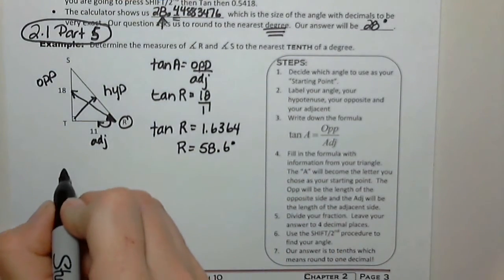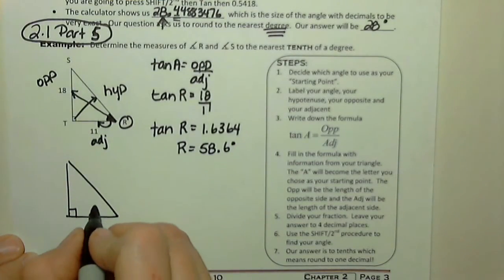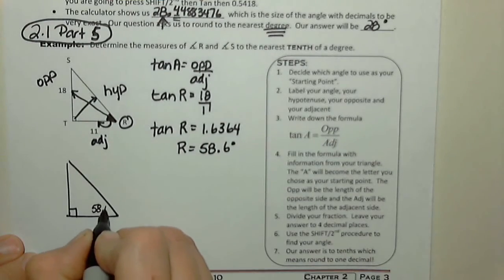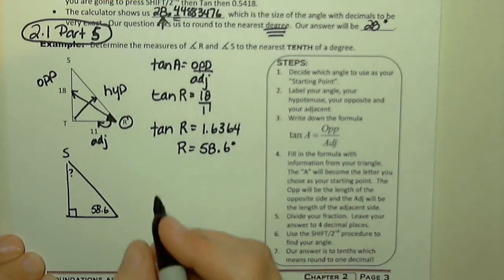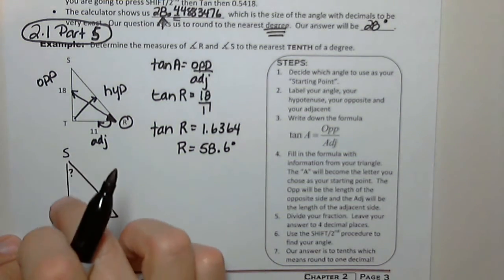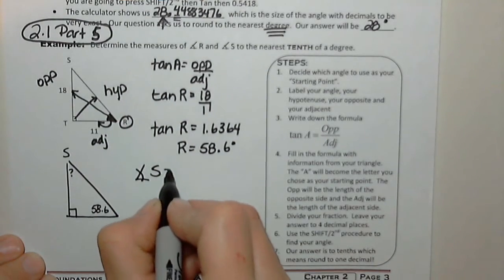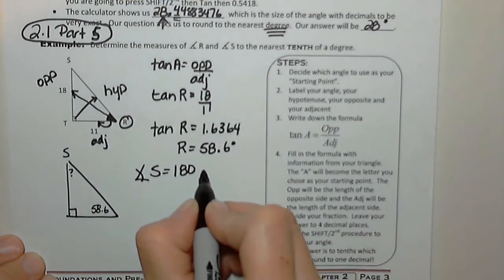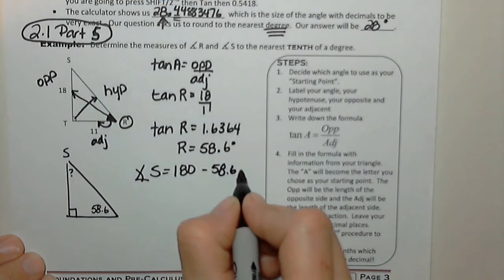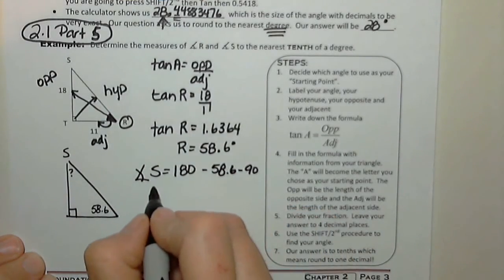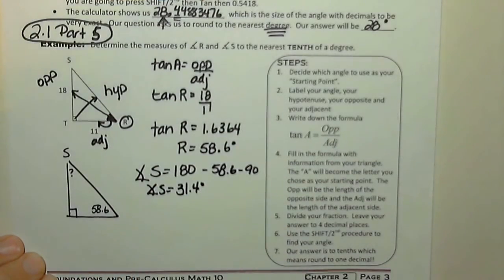So now what I know is I have a triangle where this is 90 and this is 58.6. I now need to find out how big angle S is. And what I do know is that all 3 of these angles will add to 180. So in order to find angle S, I'm going to take my 180 and subtract from that 58.6, and I'm going to subtract the 90 in the corner. Angle S is going to come out to be 31.4 degrees.